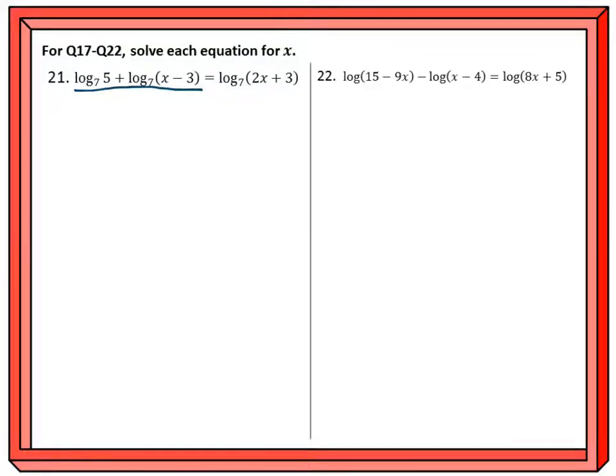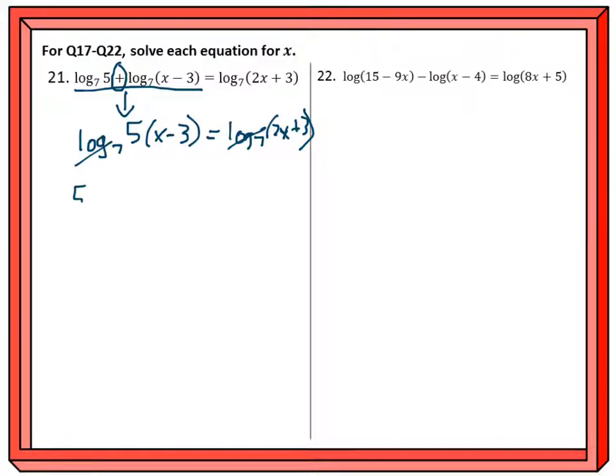So we condense it down with the product property. If we're adding two logs, this turns into the product of what we're taking the logs of. Log base 7 of 5 times x minus 3 is equal to the log base 7 of 2x plus 3. Okay, so now since we have just a log base 7 on both sides, that means what we're taking the logs of has to be the same. So 5 times x minus 3 is equal to 2x plus 3.